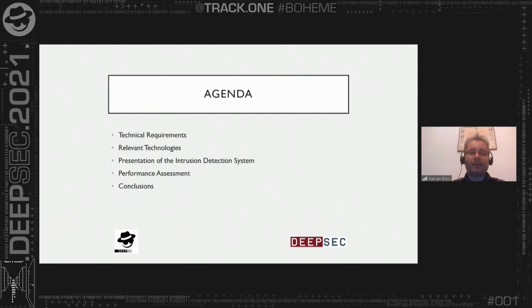So the agenda is composed of the following sections. First of all, I'll briefly discuss the relevant technical requirements. Then I'll go through the relevant technologies. Furthermore, the intrusion detection system will be presented, followed by a description of its performance. And finally, the last part of the presentation concludes the talk.